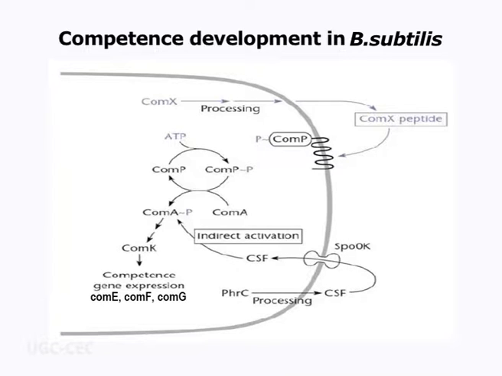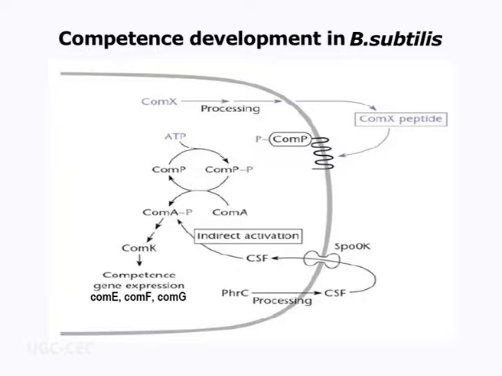COM-P is basically a cell surface protein which can sense that the bacterial cell Bacillus is running out of nutrients and the population has reached a high density. So it senses this situation and undergoes autophosphorylation.